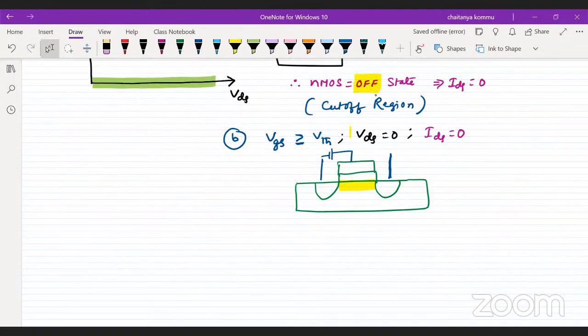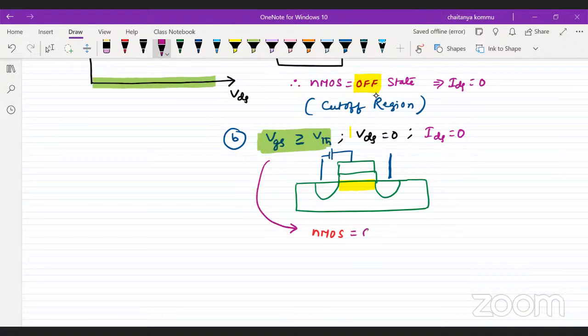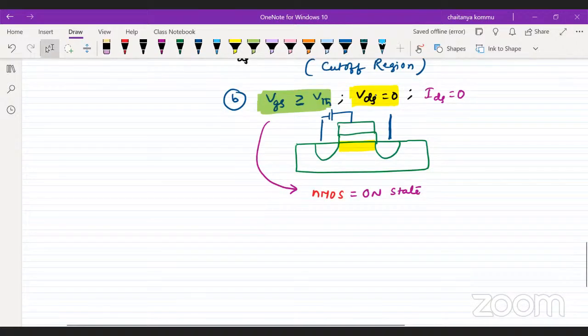So please remember, the NMOS is said to be in this situation, whatever the VGS value is, greater than VTH and VDS equal to 0, for example, or exclusively VGS greater than VGS minus VTH, we normally call it the MOSFET being in the on state. It's said to be in the on state. But please remember that there is no current flow. Why are we saying that there is no current flow? Because the VDS value is equal to 0. Point is clear?